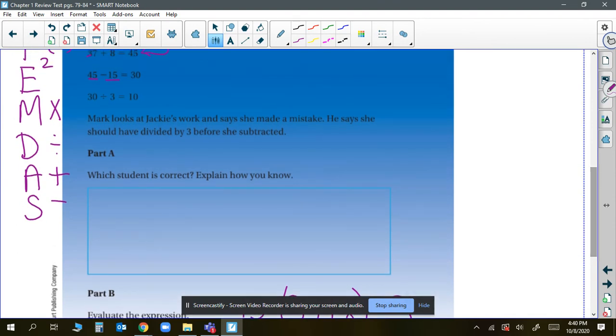So it says, Mark looks at Jackie's work and says she made a mistake. He says she should have divided by 3 before she subtracted. Which student is correct? Well, we just figured it out. Mark is correct. And explain how you know. Well, let's do this. Order of operations.